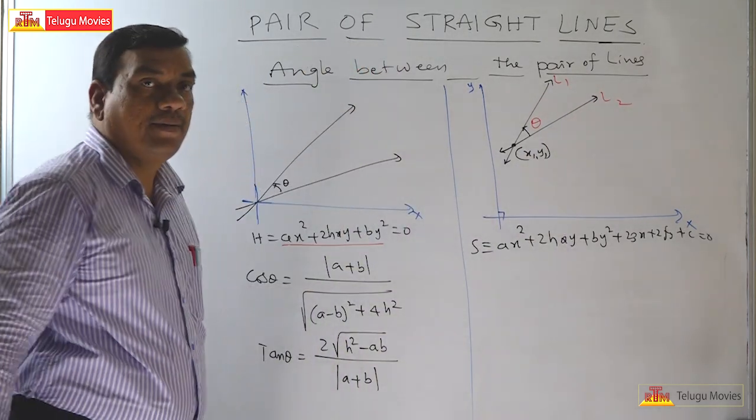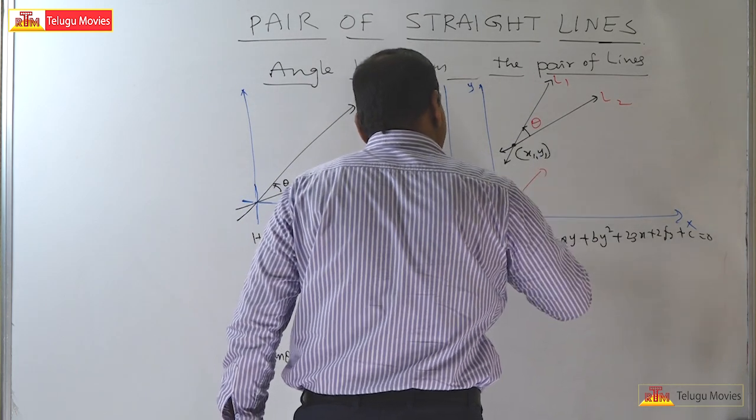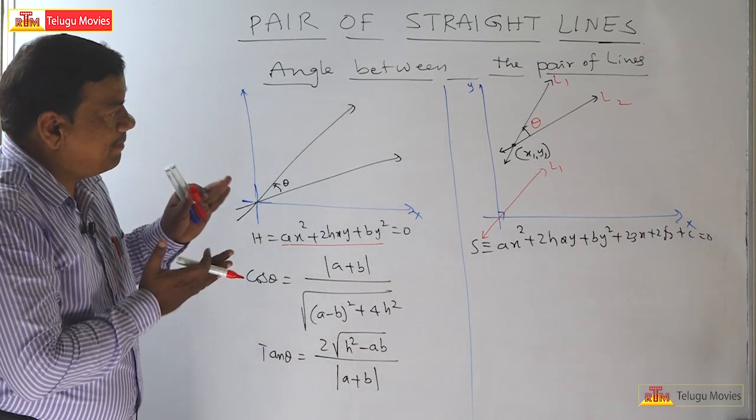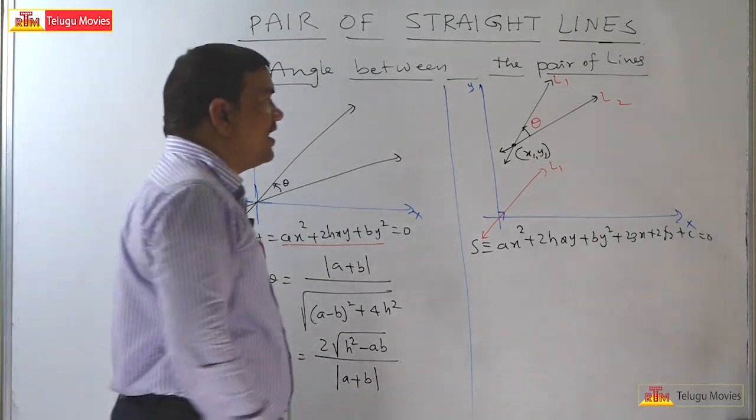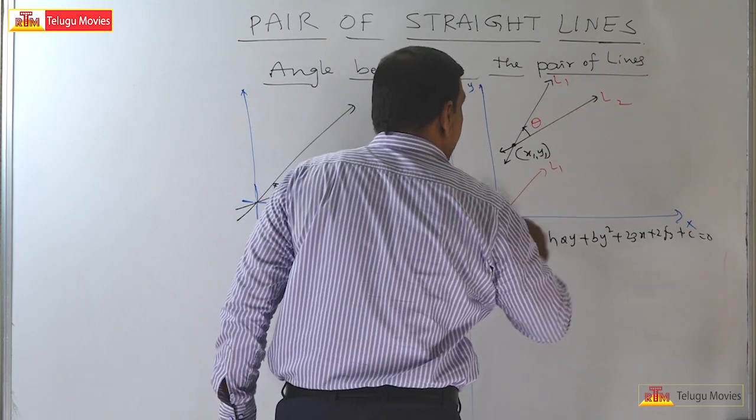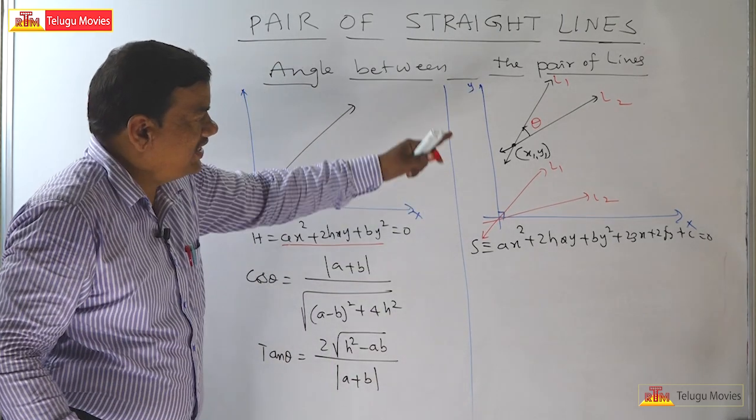Draw a line parallel to L1 passing through the origin. So this is L1, and this L1 and that L1 are both parallel. Draw another line passing through this point of intersection and parallel to L2. So this is L2, and L1 is parallel to L1, here L2 is parallel.